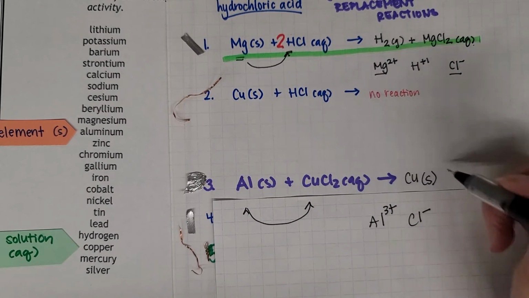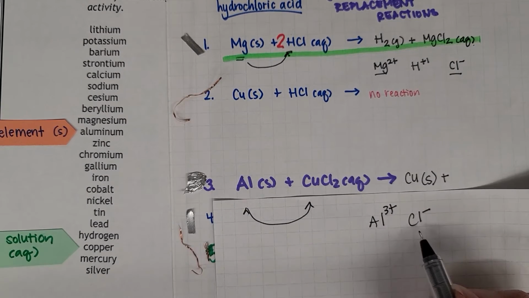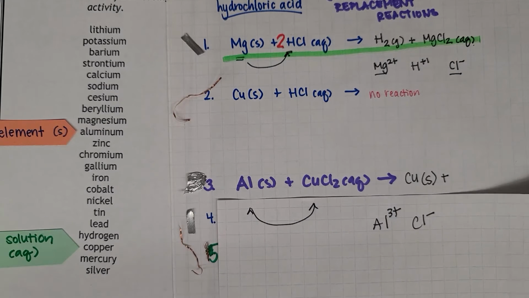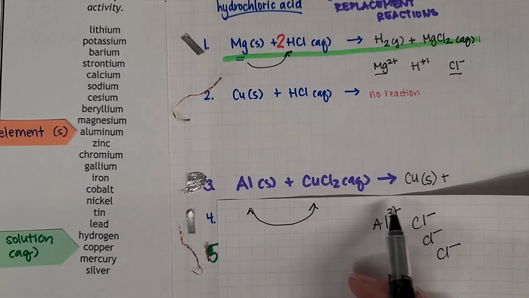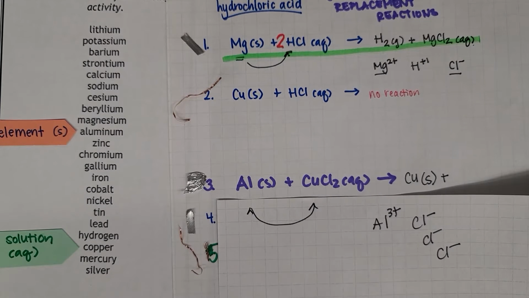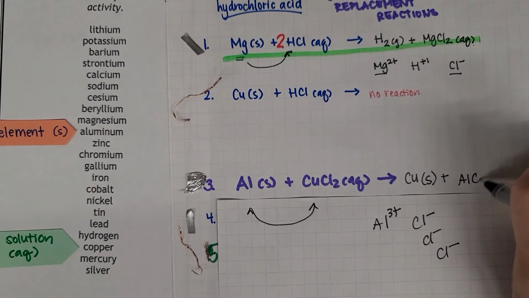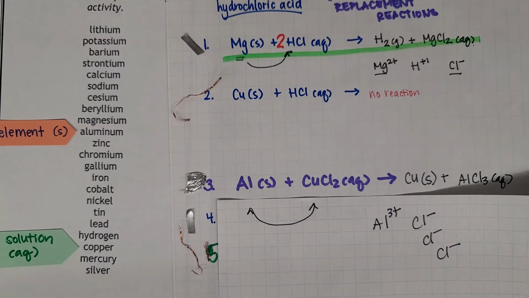So if I were to make a new chemical formula with aluminum and chloride, it looks like I need 3 chlorides to cancel out or to balance out the charge to make it neutral with aluminum. So it's going to be AlCl3. And in terms of phase of matter, this would be aqueous.